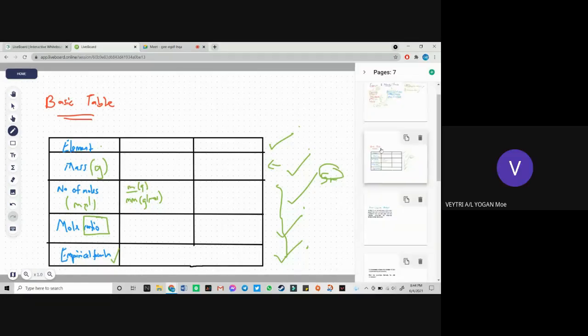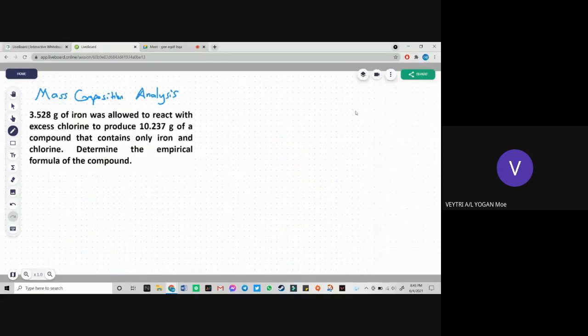All right, thank you. Now, for this subtopic, I've decided to jump straight away into questions so that you guys really know and really understand how to actually answer these questions, okay? Now, let's have a look at the first question. This first question is mass composition analysis.